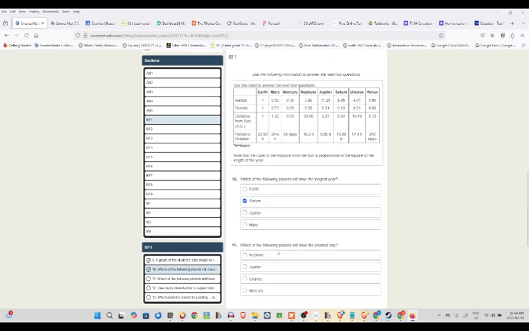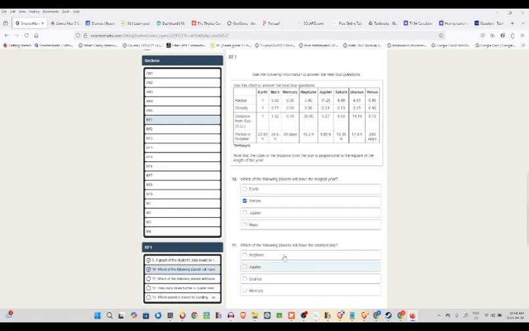So which of the following planets will have the shortest day? That's the period of rotation, because we know Earth is 23.93 hours. Why not exactly 24, you say? Because the period of rotation is not relative to the sun, it's relative to the backdrop of the stars. So we have a 24-hour day because we are comparing when the sun is at the same position in the sky.